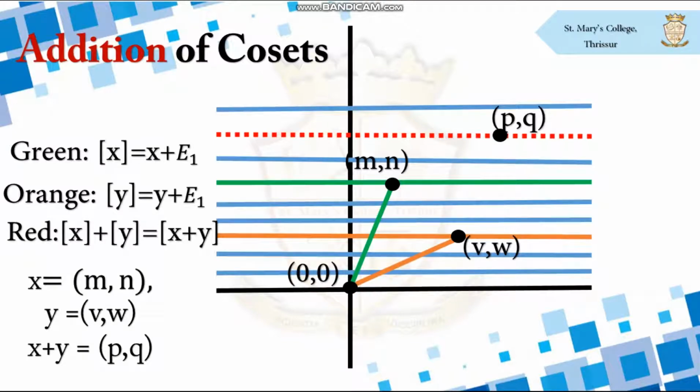Now what I am going to do is add these cosets. I am adding the representative elements x plus y using the parallelogram law. So it comes like this. We got a new point (p, q), and this point is x plus y. So making this x plus y the representative element, I have the new coset x plus y, shown in red dots here. That is what happens in the addition of cosets.